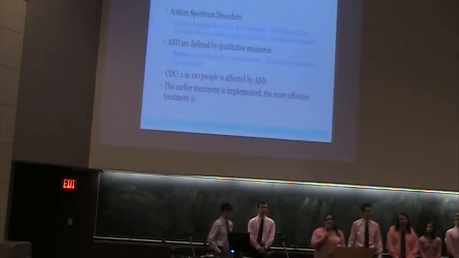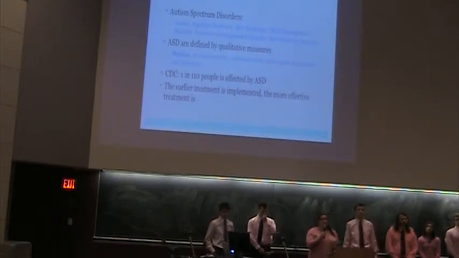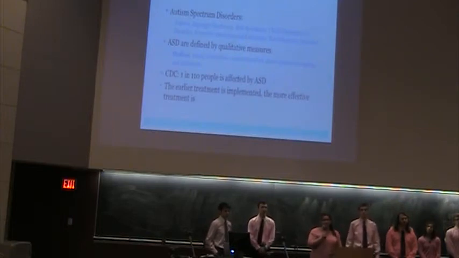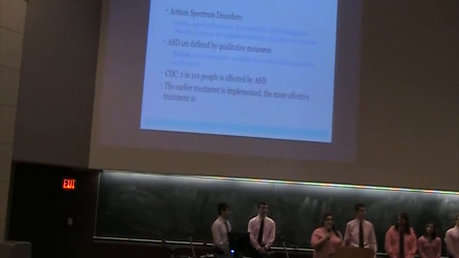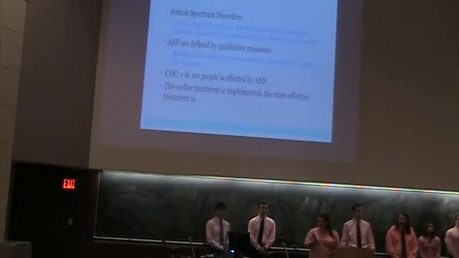So the first thing you should know is that autism is part of a spectrum of disorders, including Asperger's syndrome, Rett syndrome, and other disorders. Autism spectrum disorders are currently defined by qualitative measures, including motion, social interaction, communication, and then stereotype movements and behaviors. And our team is going to focus on the motion aspect.